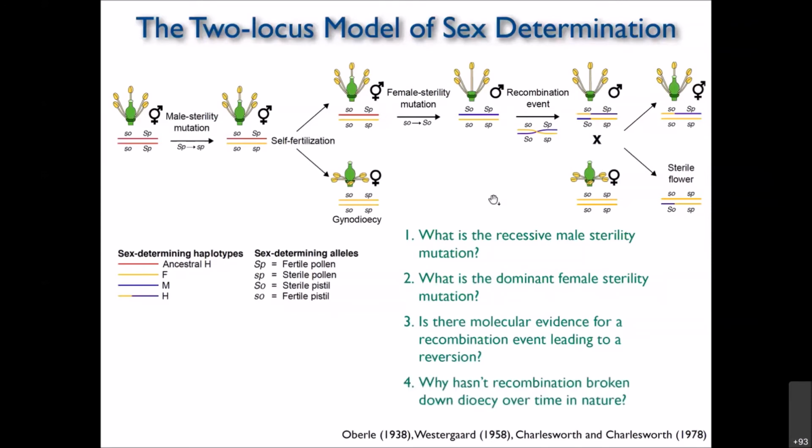And if so, remember that the genus has had dioecy for about 30 million years. And why hasn't that system broken down? If it can break down in cultivation, why hasn't it broken down in nature? Why hasn't there been these recombination events that lead to hermaphrodites?